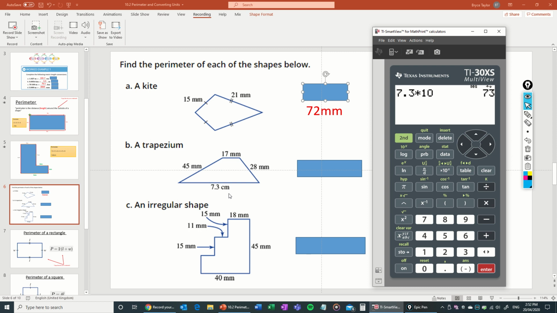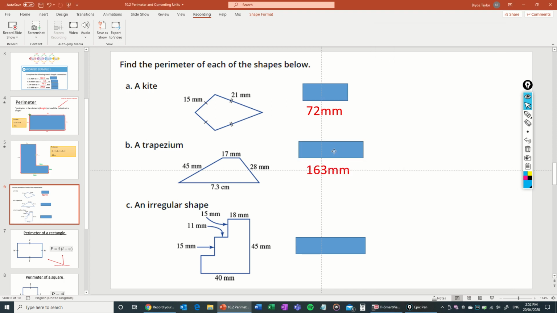Let's start from that point and then we'll add the rest up going clockwise. So 45 plus 17 plus 28 is 163 millimeters.